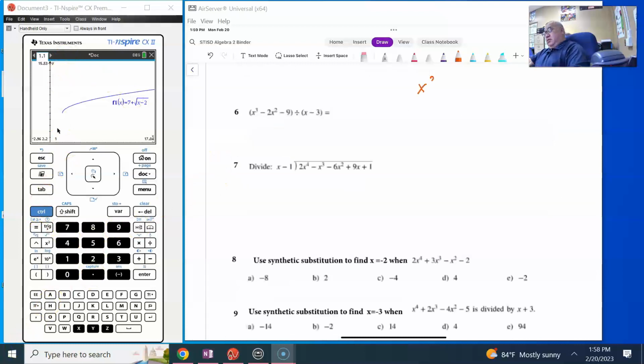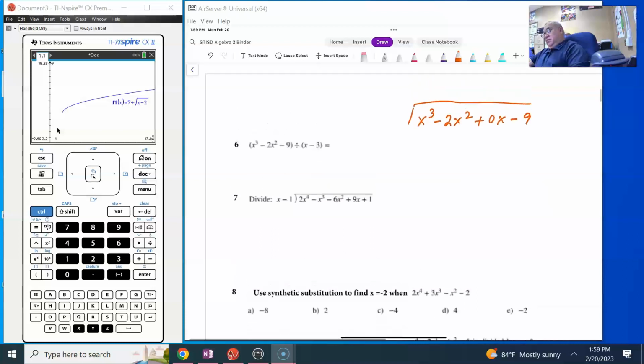Number 6, we're going to divide. So we have x to the third power minus 2x squared plus 0x minus 9 divided by x minus 3. X times what gives you x cubed? Of course, we know it's x squared. X squared times x gives you x cubed. X squared times negative 3 gives you negative 3x squared. Subtract: x cubed minus x cubed. We have negative 2x squared minus the negative 3x squared, which is just x squared.